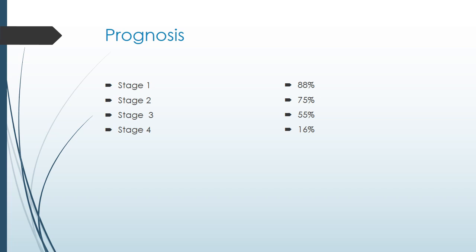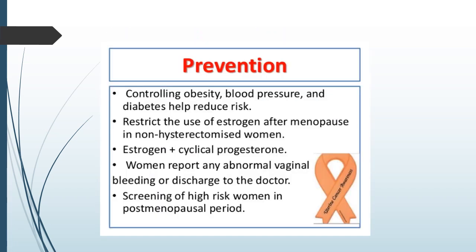Prognosis for distant metastasis. Prognosis for stage 1 is 88% 5-year survival rate. For stage 2, 75%. Stage 3, it is less, 55%. And stage 4, this is screening. There is currently no evidence to support screening for endometrial cancer in high risk groups or in the general population.